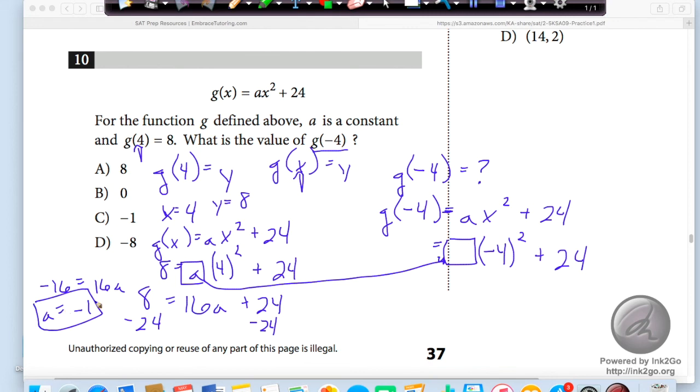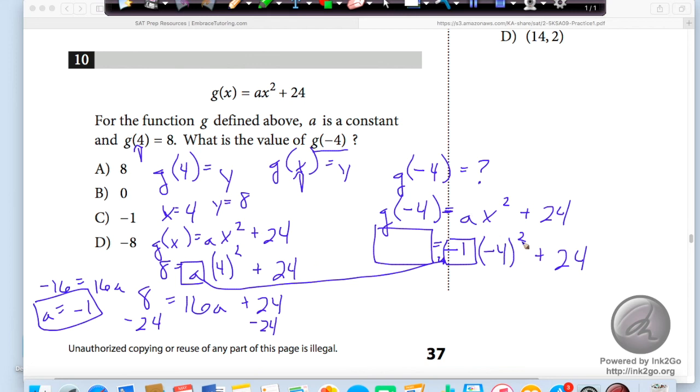I'm now going to take this a equals negative 1 and plug it in over here. So there's my a, there's my negative 1, here's my negative 4. Where did I get that from? From the question. It says, what is the value of g of negative 4? Well, that negative 4 is when x equals negative 4. Now I actually want to try and solve for this. So maybe the hardest part is first understanding exactly what you're trying to solve for and how you're going to use a as the constant.